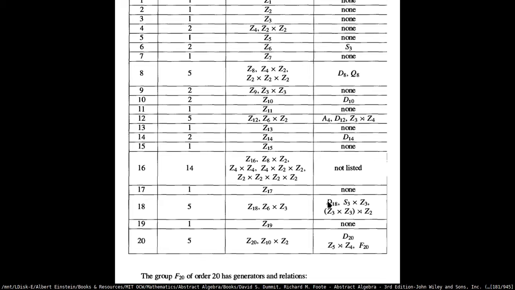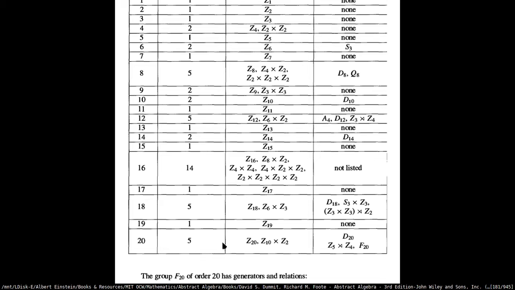1, 2, 3. So you should be able to find 3. I wonder which one this is that we've been picking at. I'm guessing it must be D18, because neither of the others have elements of order 9. D18 does, right? I don't know what D18 looks like, so don't ask me.